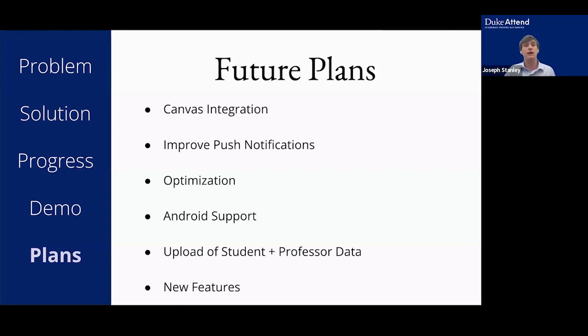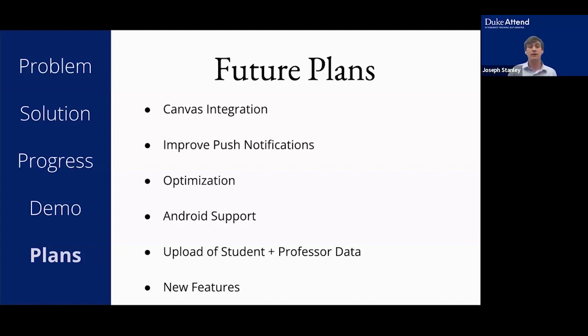Another thing that we showed in our ad is push notifications. And right now, our push notifications are only local. So we would need to set up a server that our iOS and web app could communicate with so that those push notifications could go out automatically. Professors could choose how often they go out, and students could choose how often they would receive them.